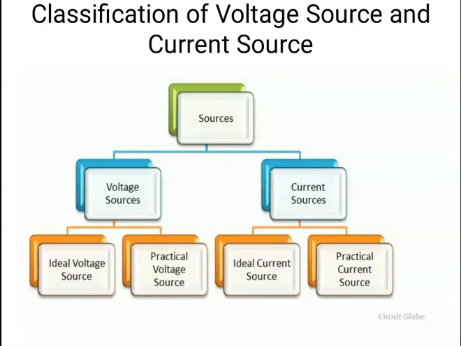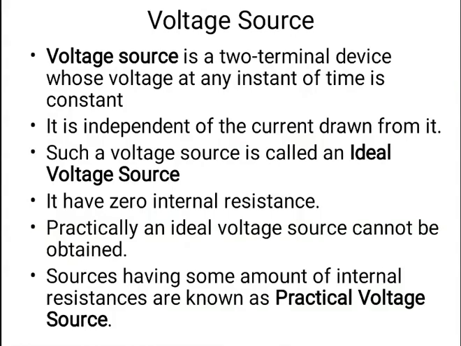Let us first see the classification of sources. Sources are basically of two types: voltage source and current source. In voltage source again we have two types: ideal voltage source and practical voltage source. In current source also we have two: ideal current source and practical current source. Here we will see how an ideal voltage source should behave and how a practical voltage source should behave. Similarly for current also. Basically we will see the difference between ideal and practical. Let us first go with the voltage source.